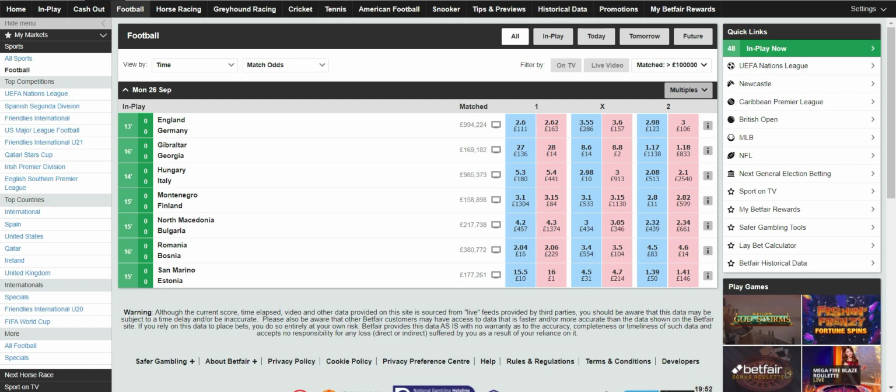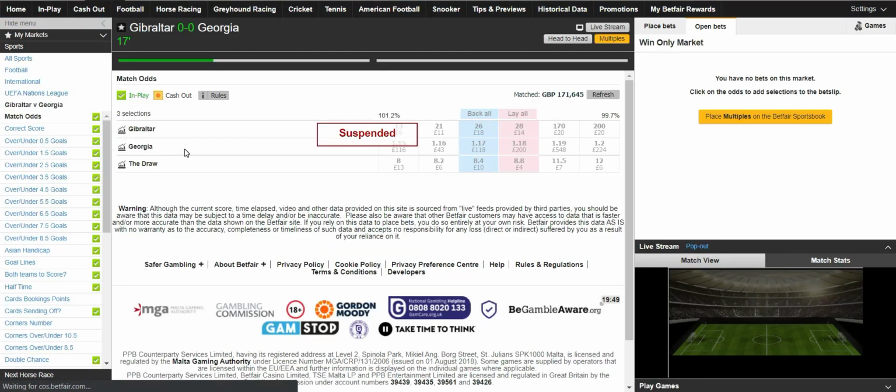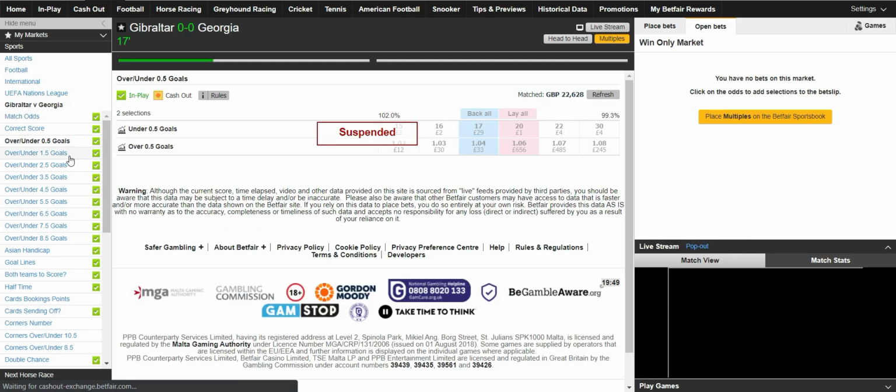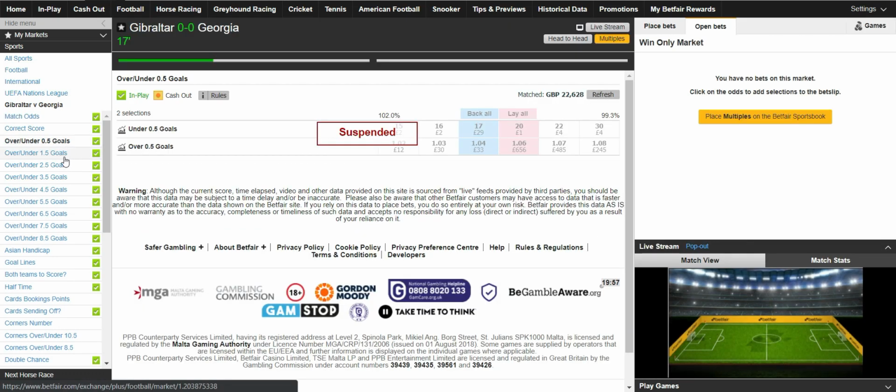All we need to do is monitor this page and wait for any of these matches to have a goal and become suspended. So let's wait for a market to suspend. And there we go, first of the night is Gibraltar versus Georgia. So let's quickly click into it. It seems a penalty has been awarded.